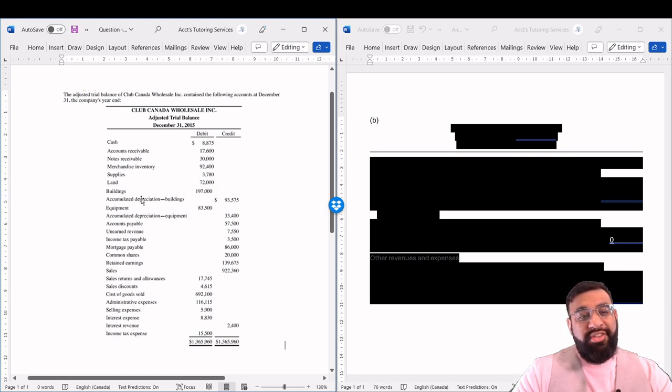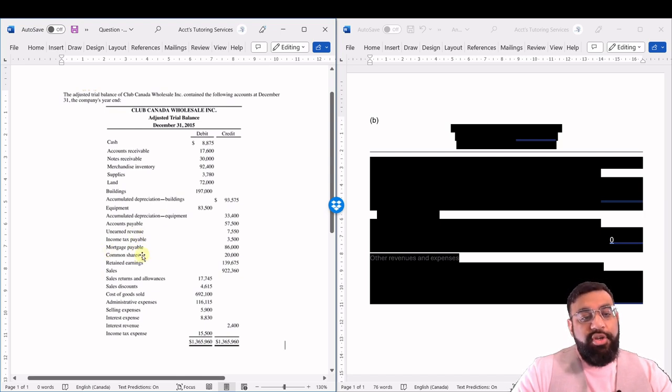Accumulated depreciation is a contra account. And remember, a contra account is attached to a primary account and it reduces its balance. So for instance, building 197,000 less accumulated depreciation of 93,575 is going to give us the carrying amount of the actual building. Then we have accounts payable, unearned revenues, income tax payable, and mortgage payable. These accounts that I've listed are liabilities, which are future obligations.